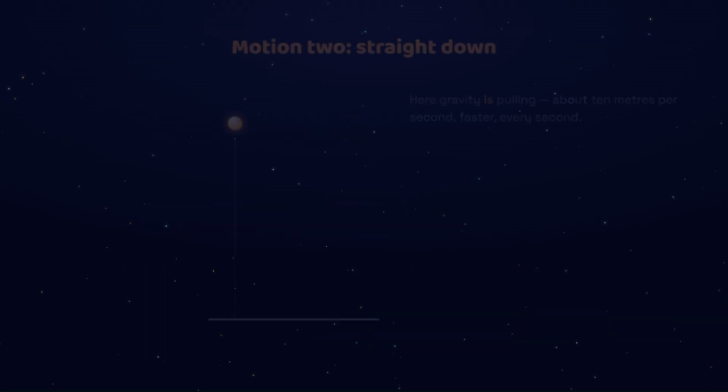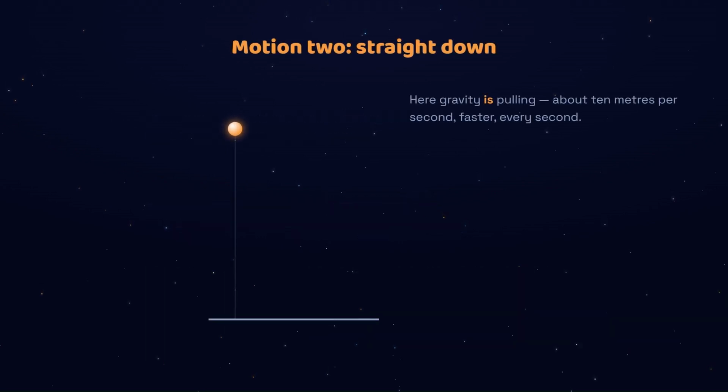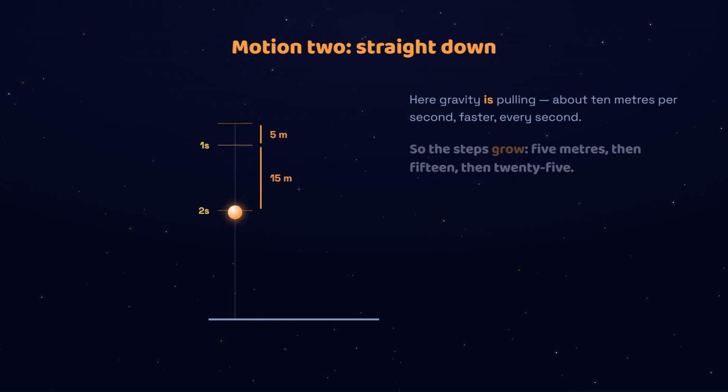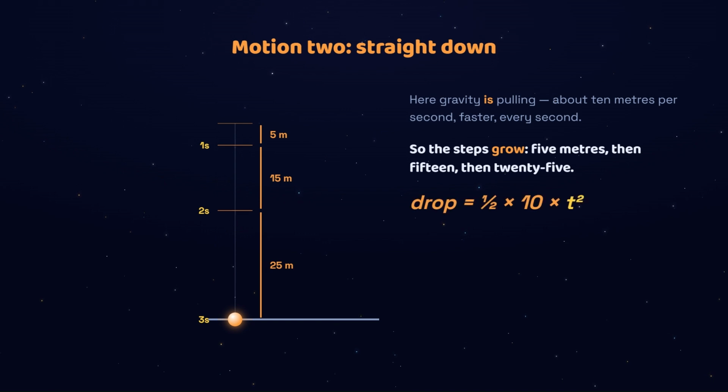Now for the downward motion. Here, gravity is constantly pulling. Every second, it increases the downward speed by about 10 meters per second. So the distances covered each second keep growing, about 5 meters in the first second, 15 in the next, then 25 in the third.